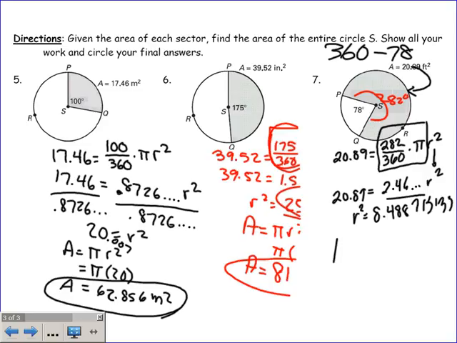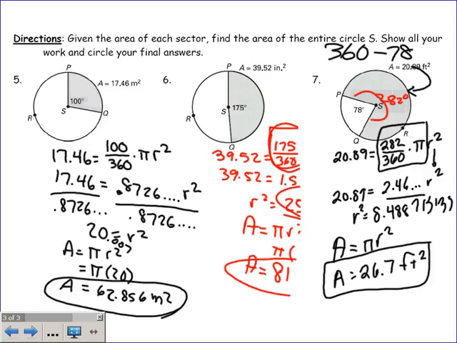The directions say I need to find area. So area is pi r squared. I know what my r squared is. It's right here. All I have to do is multiply this number times pi. So 8.4887 blah, blah, blah times pi. Using the pi button, area should equal 26 point, if I'm rounding to the nearest tenth, 7 square feet. Okay.